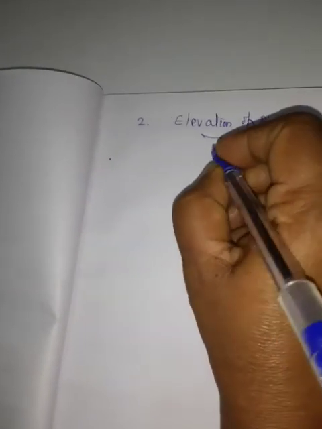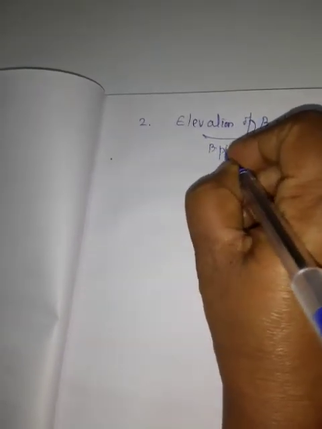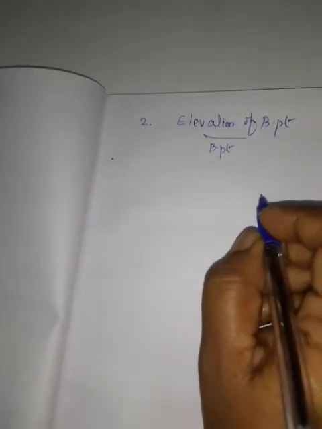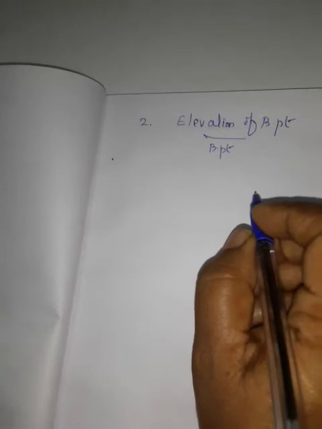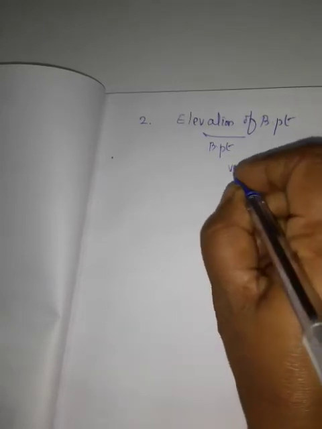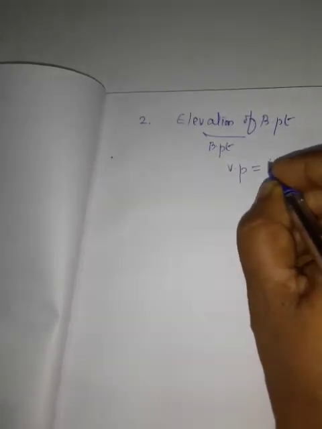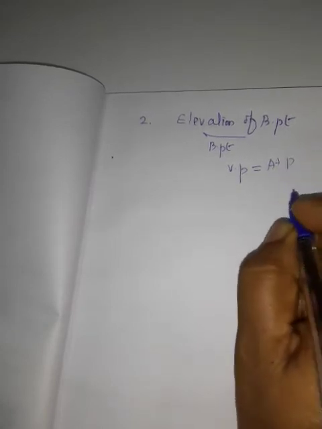Okay, children, the second colligative property is elevation of boiling point. Boiling point is one of the physical properties. The boiling point of a liquid is the temperature at which vapor pressure equals the atmospheric pressure.